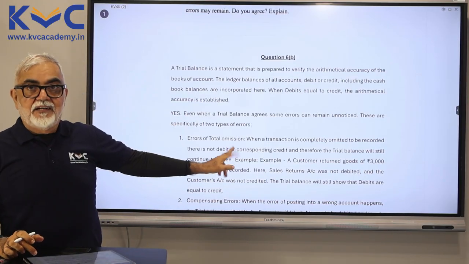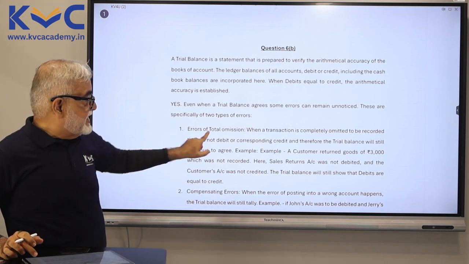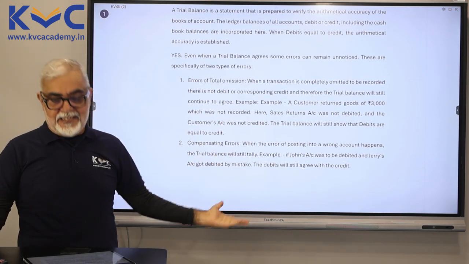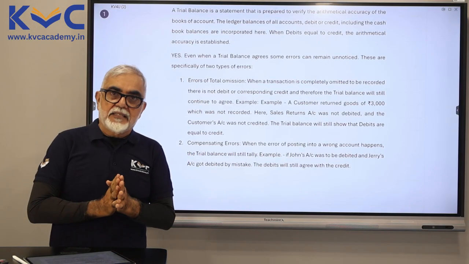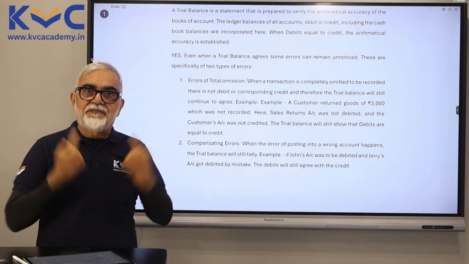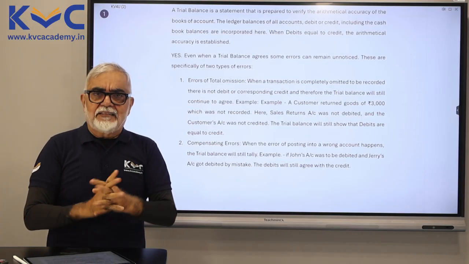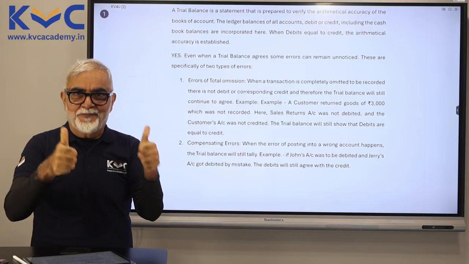When will there be a trial balance agreement even if there is a mistake? Two kinds of mistake, error of omission and compensating errors, which is theory part. I want you to read it and understand. Learn this. Find out the faster way of solving with a cool mind. The only trick that works is practice, practice, practice, practice and practice.